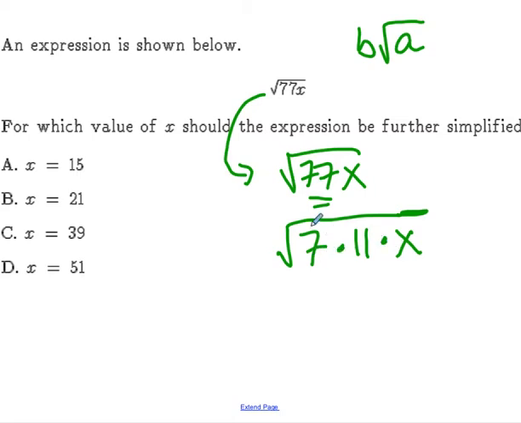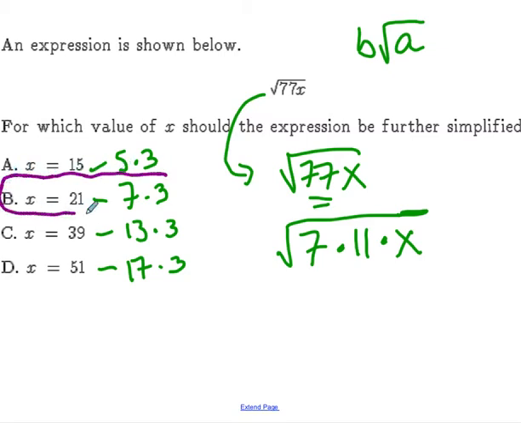That will give me a copy of a 7 or 11 that we can then take out of the square root. So if I look at my choices, 15 is the same thing as 5 times 3. 21 is the same thing as 7 times 3. 39 is the same as 13 times 3. And 51 is the same thing as 17 times 3. So if I look at my choices here, I need to look for one of my numbers that either has a 7 or an 11 as a factor. And so the only one that has that is B.